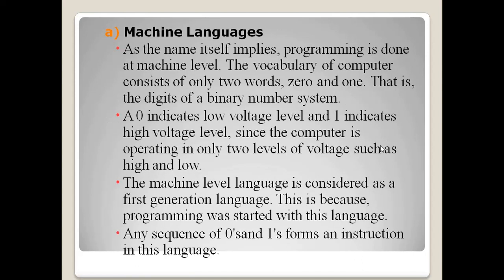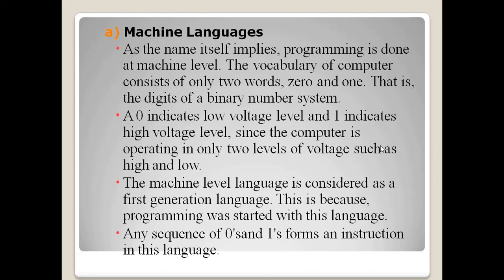And next we discuss machine languages in detail. As the name itself implies, programming is done at machine level. The vocabulary of computer consists of only two words. So here we use two words, that is 0 and 1, the digits of the binary number system. Binary means two. One is 1, another one is 0.